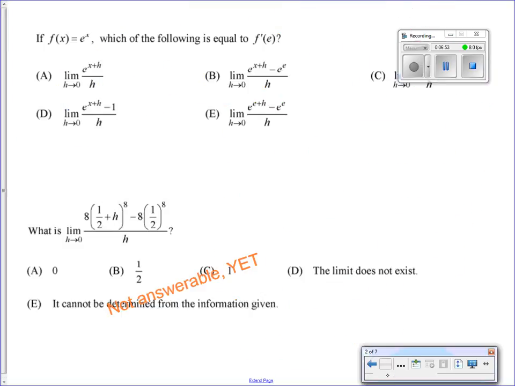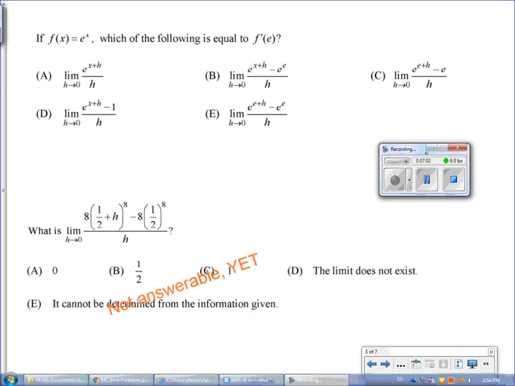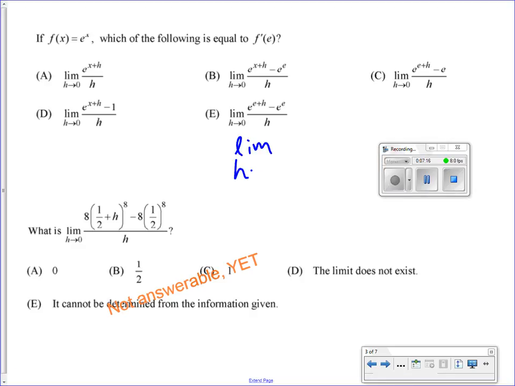That's one definition of a derivative. There is actually another one. Oh, before I show you the other one, let's just look at two former AP questions. In the first one, if f of x equals e to the x, which of the following is equal to f prime of e? So here you're just being asked to put this into that notation. The limit as h approaches 0 of f of x plus h minus f of x all over h.